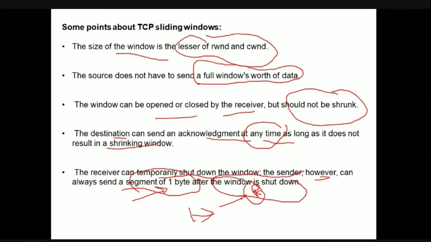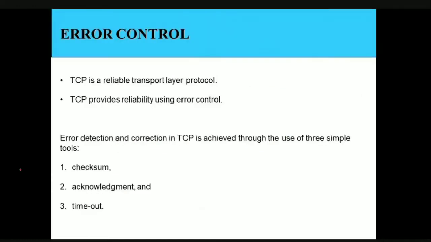So these are some important points about the TCP sliding window. Now, the next concept is error control. After flow control, we are going to discuss the error control concept.